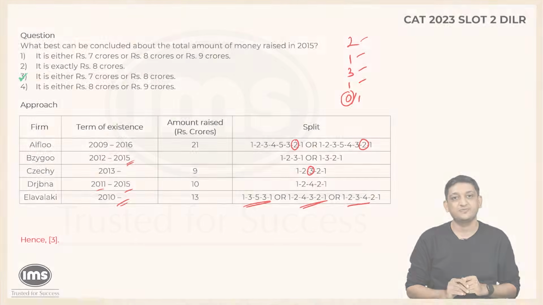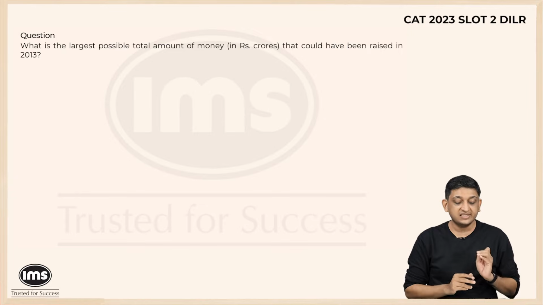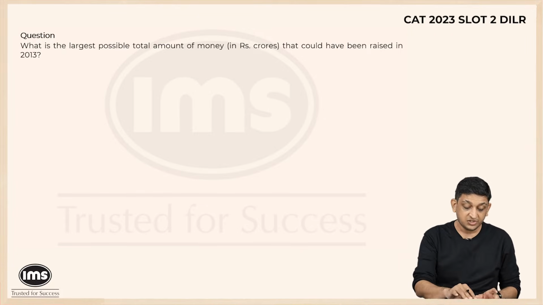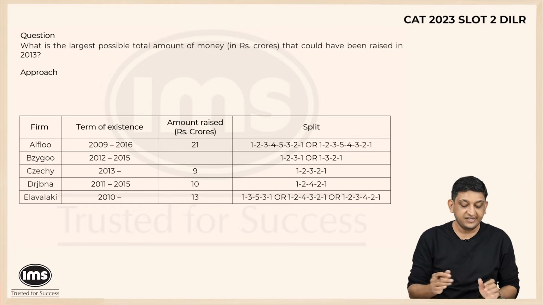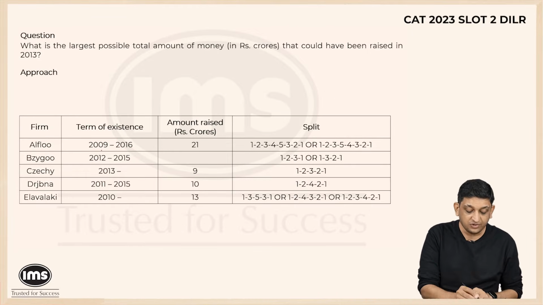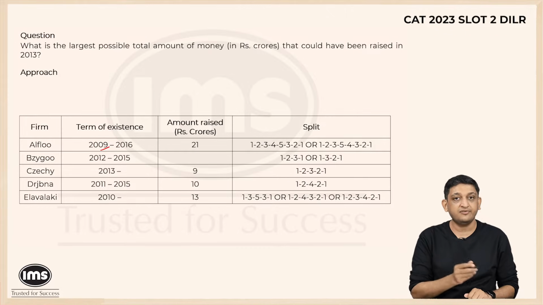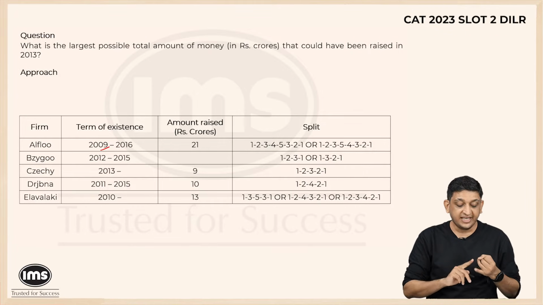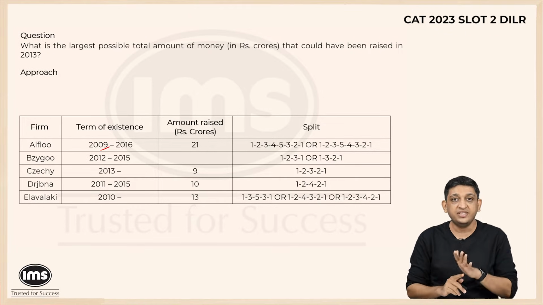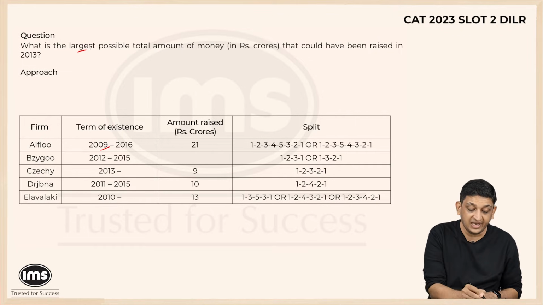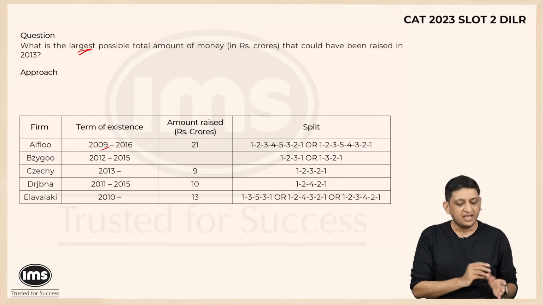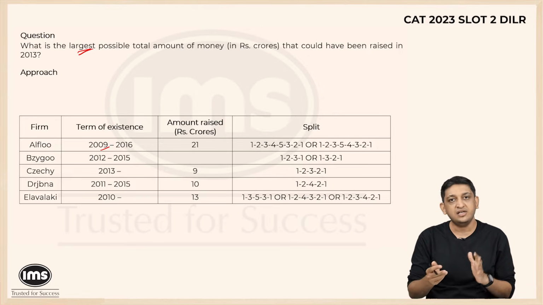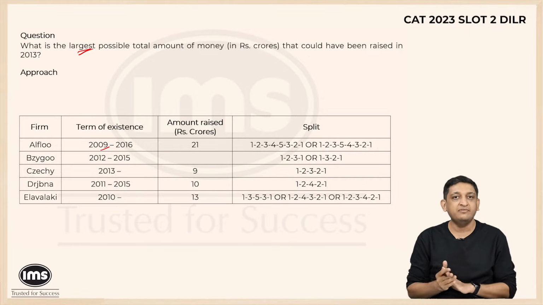which gives us option 3 as our answer. In this question, we have to find out the largest possible total amount of money that could have been raised in 2013. So again, let's look at the table that we have and let's see what happens. In this case, I know that 2009 was the first year of operations for firm A. So 9, 10, 11, 12, 13, fifth year. We have to maximize, right? Because we want to find the largest possible total amount of money. And all these firms are independent of each other. So we have to maximize each firm and we will be fine.